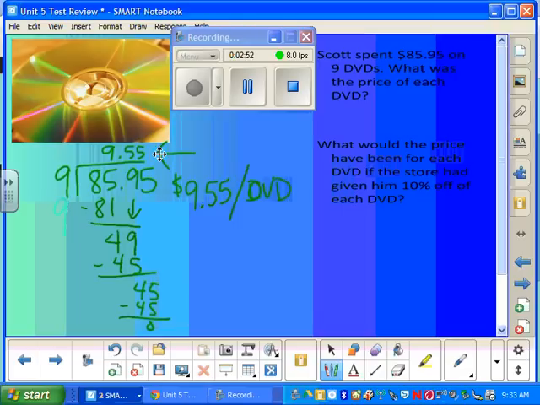It says, what would the price have been for each DVD if the store had given him 10% off each DVD? Now on this, remember that when we're taking off a percentage, we take 1 minus that percentage. So 1 minus 10% is going to leave me with 90%. So we're going to take that $9.55 and multiply that by 9/10. Remember, that's the same thing as 90%. When we multiply that out, you're going to end up with $8.60. I want you to pause here and do the math on that. Make sure you know how to multiply that out: 9.55 times 0.9. You're going to hit pause and do that on your own. Okay, let's go on to the next question.